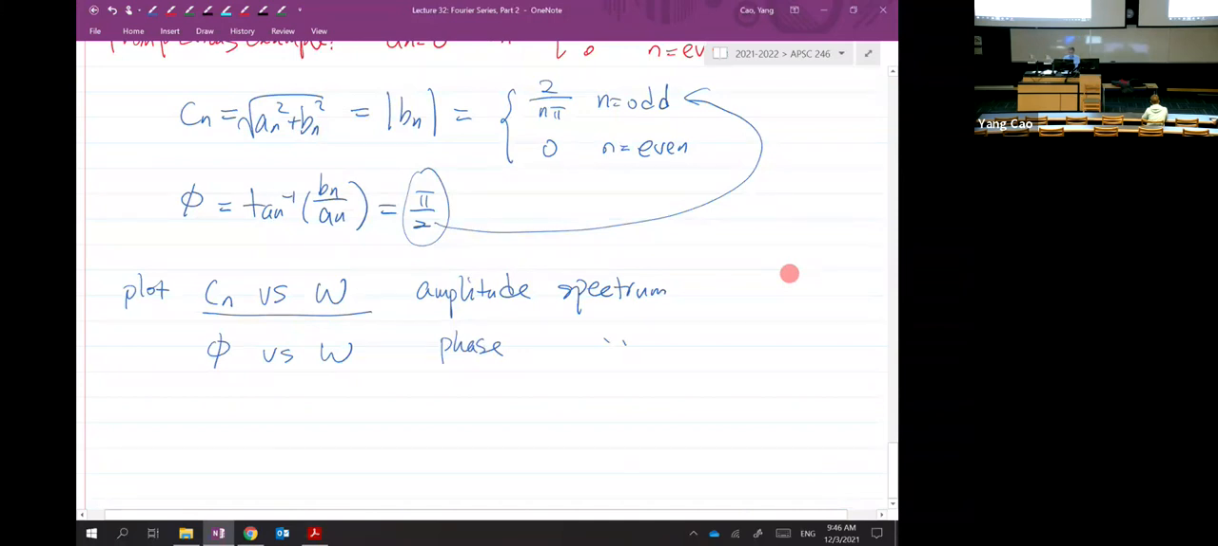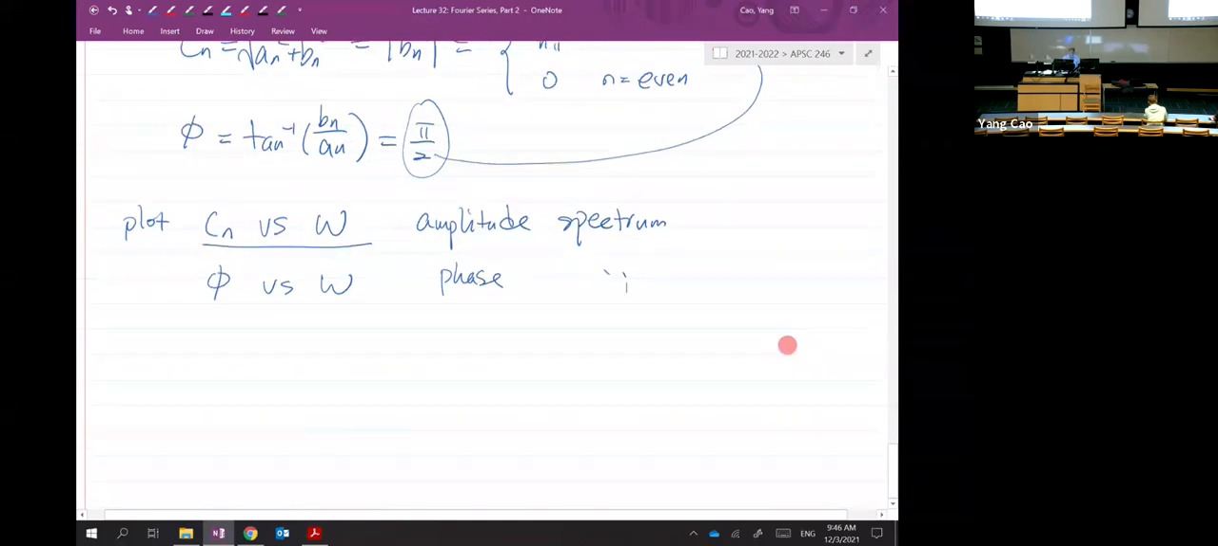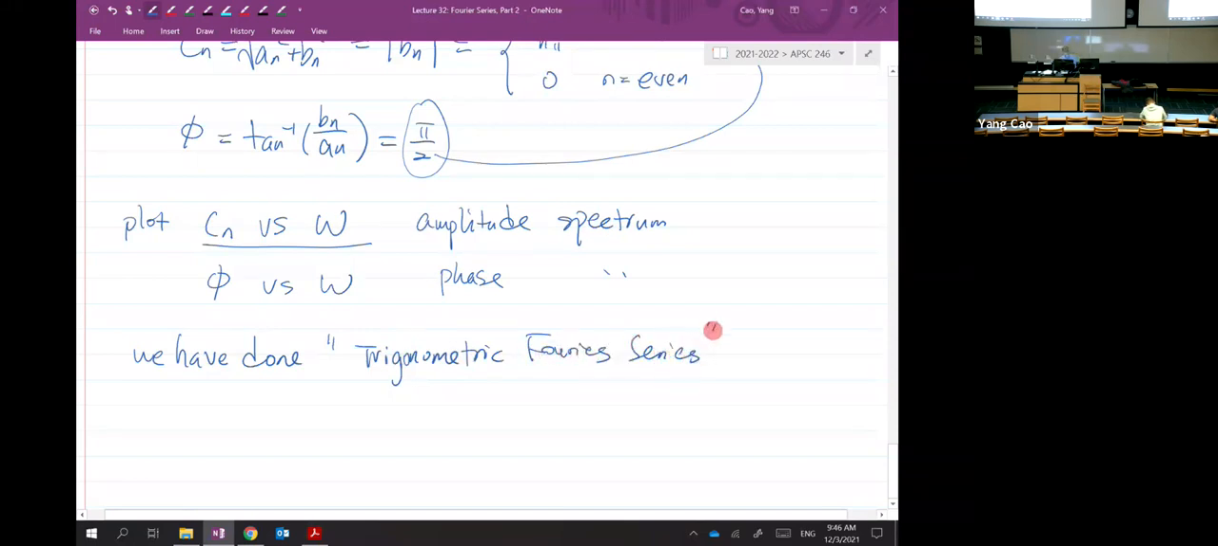So look at the lecture notes. There's one more example that can help you understand a little more on how to do this. So overall, until here, I probably don't have time to go deeper into the next topic. To jog your mind, what we have done is the so-called trigonometric Fourier series. As you see, the final result is all in terms of trig functions, sine and cosine.